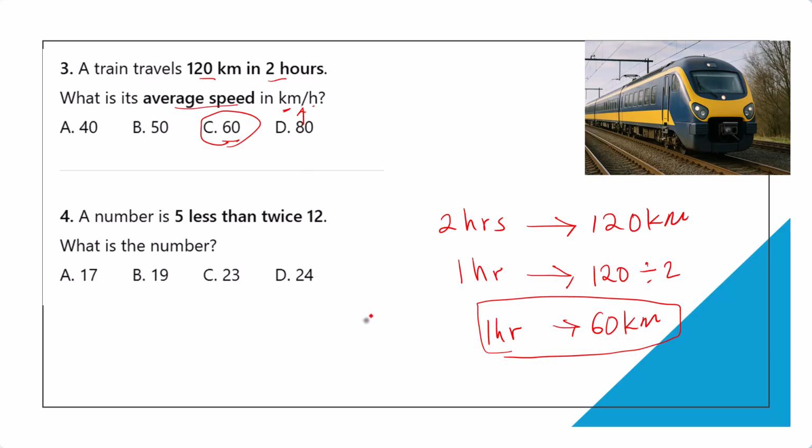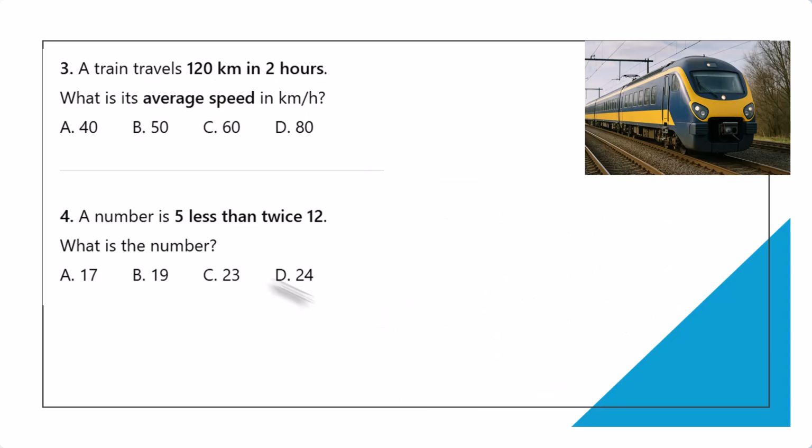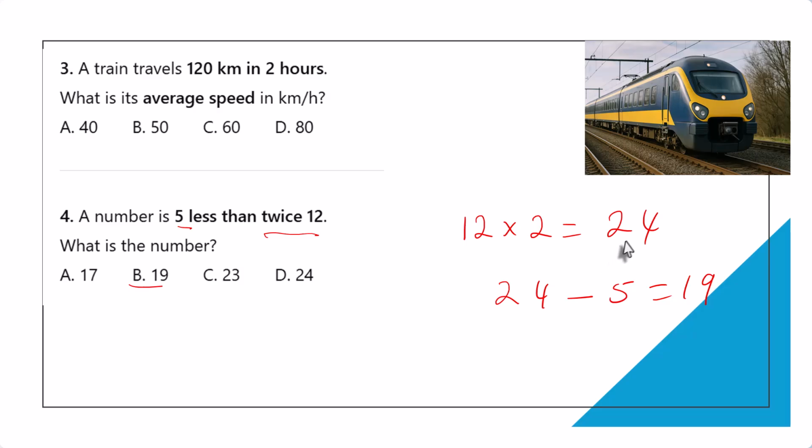Okay. Now we go to question 4. Question 4 says a number is 5 less than twice 12. What is the number? The first thing we're going to do is get twice 12. Twice means you double it, you times by 2, and that's going to be 24. But the number they're talking about is 5 less. Less means you take away. So you do 24 take away 5, and that will give you 19. So the answer is 19. You do twice 12 first, which is 24, and then it says 5 less, which means subtract, and that's going to give you 19.